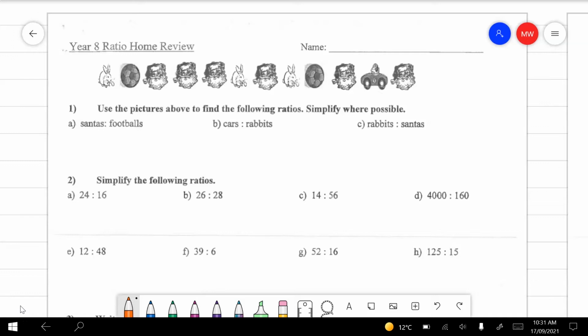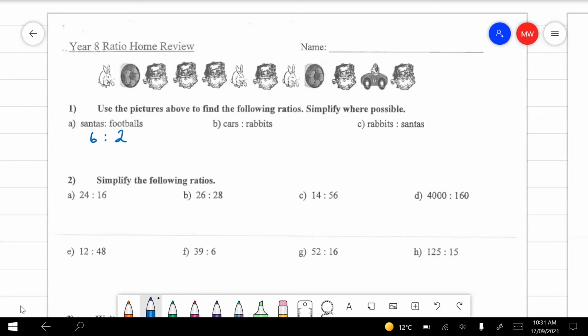We're looking at the ratio between two different things. So the first question has got colons in it. You'll notice this is the ratio symbol here. Whenever we see that, we know we're talking about ratios. And we've got the ratio of Santas to footballs. So I have got 1, 2, 3, 4, 5, 6 Santas, so I'll put it down as 6. And then footballs, soccer balls, I've got 1, 2. So I've got 2 soccer balls.